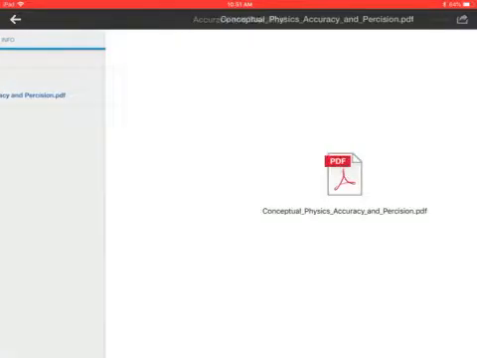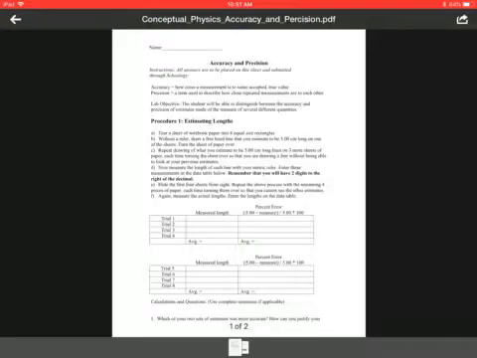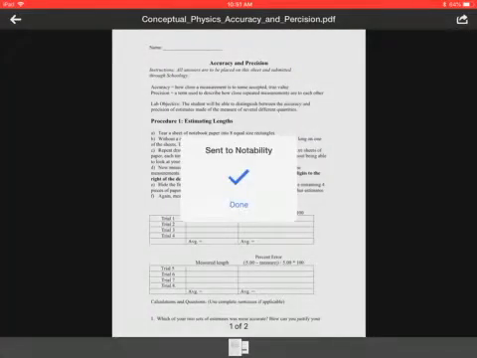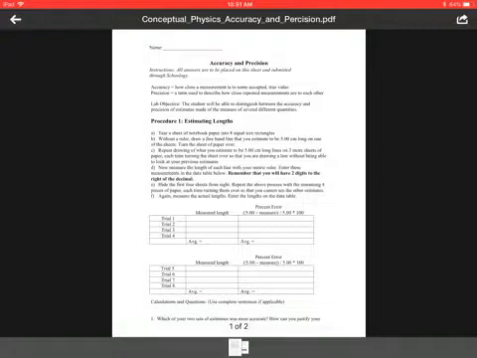You will download the attachment. I would suggest putting that into Notability. And then from there, in Notability, you are going to fill out the charts here and go from there.